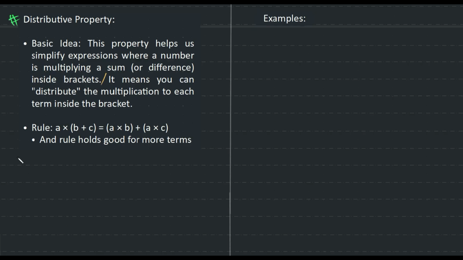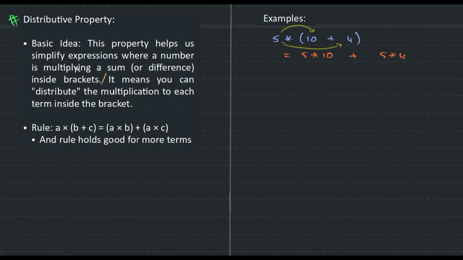So first, let me give an example. Okay, I've listed it over here. Say you have 5 times of 10 plus 4. This is the same as doing 5 times of 10 plus 5 times of 4. That is basically you are distributing the 5.